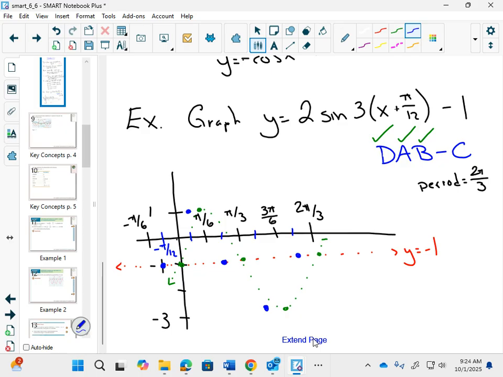You figure out how much you're going to need to shift, make those marks, and now we can draw our final graph through those points, put arrowheads to say that it keeps on going, and we've graphed at least one period.